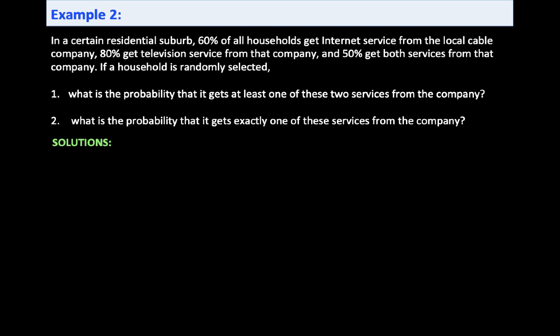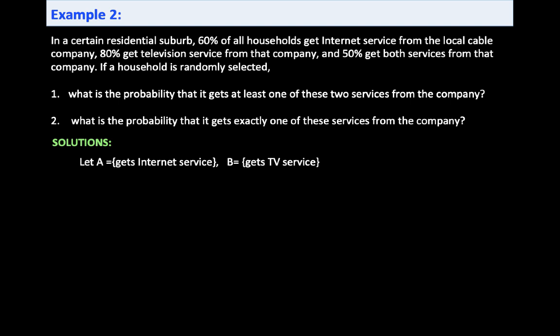Let me discuss this. Okay, first, let me define events. I say A gets internet service, B gets TV service. Once we define it this way, we can write the probabilities. What probabilities do we have? 60%. What is the 60%? 60% of households get internet service. Therefore, probability of A equals 0.6. Then what is the probability of B? 80% get television. Probability of B equals 0.8.